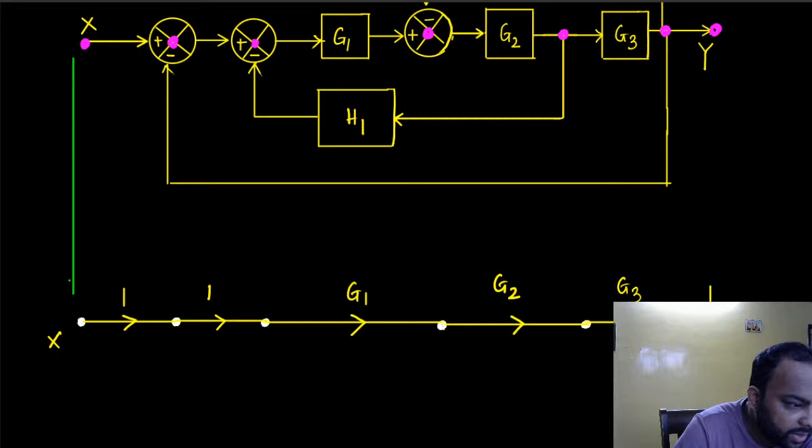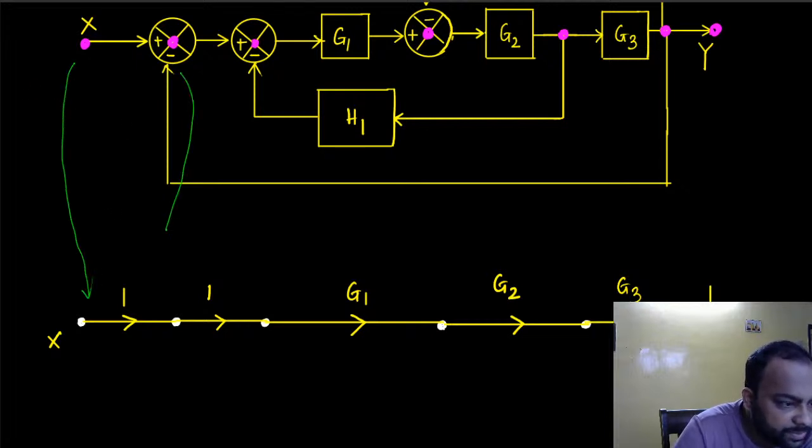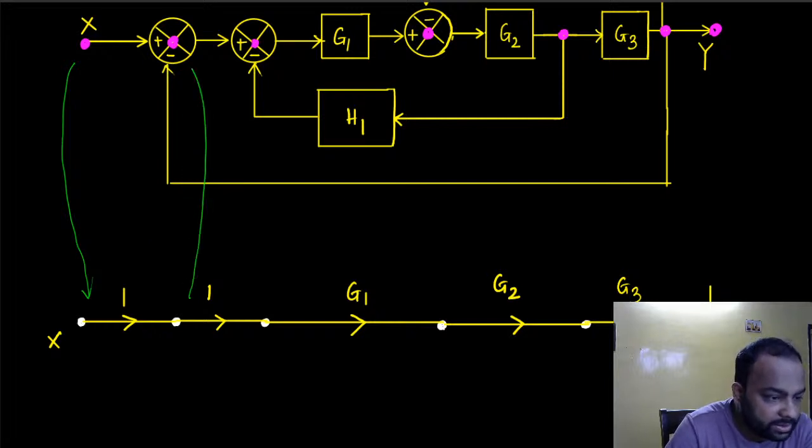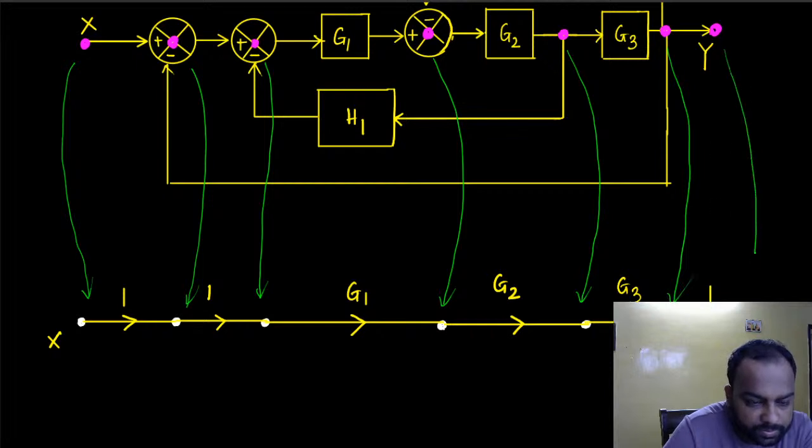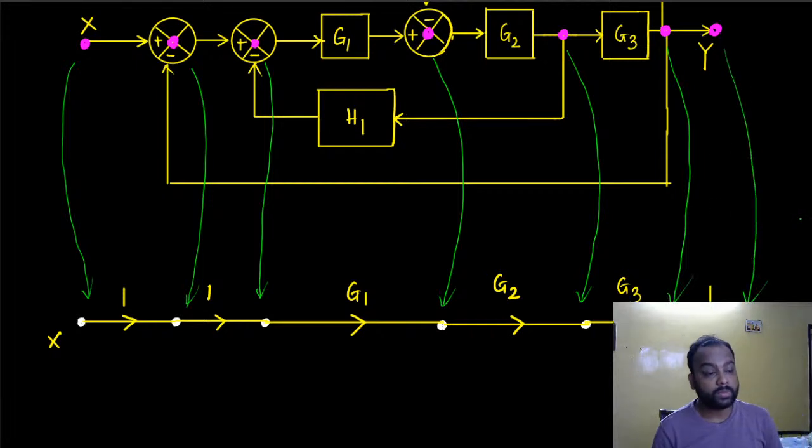Look at the connections. Here this one is representing this one. This node is being represented by this one. This one is being represented by this one. This one is being represented by this one. So between these two, whatever signal comes out of this directly goes to this one, so we have a gain of 1. Between these two, whatever signal comes out of this goes into this one, so I have a gain of 1.